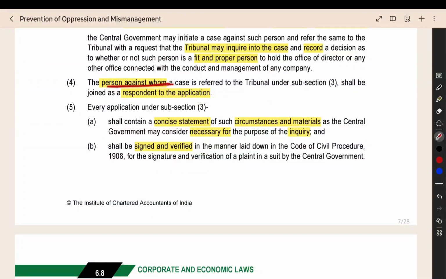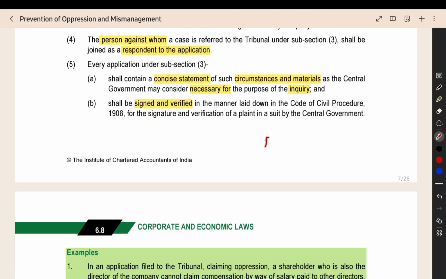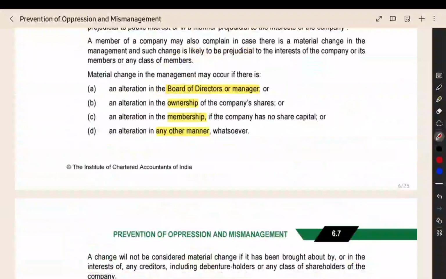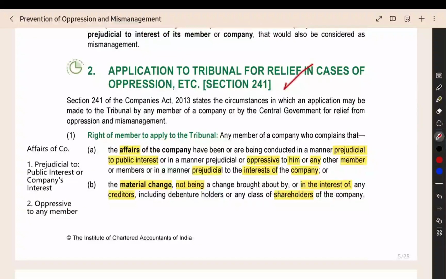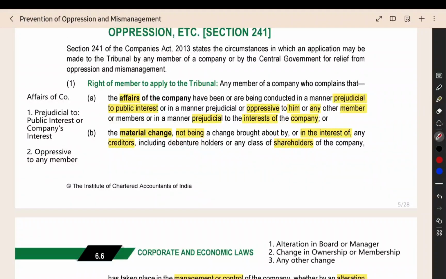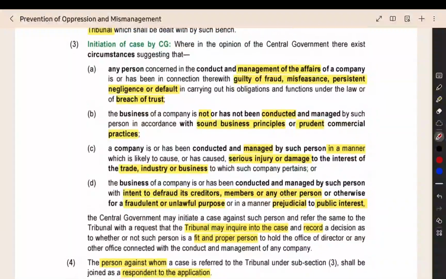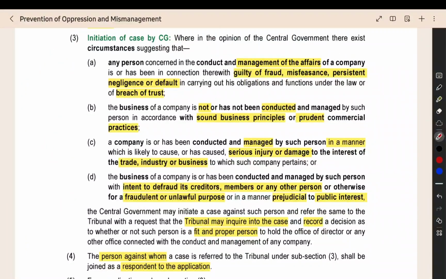Then the person against whom the case is filed shall also be a respondent. So you are saying that this person is guilty of fraud. Then in that case, you should include this person also as a party. Then in that particular application, a concise statement of circumstances and materials, what happened, those details you should give as a statement. It should be signed and verified. So that's all about section number 241. In these cases, an application can be filed. A member can file in these particular cases, and the central government can file if they have this doubt about the persons involved in the management of the company.